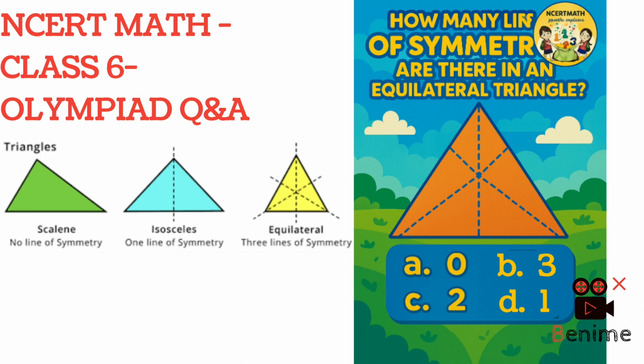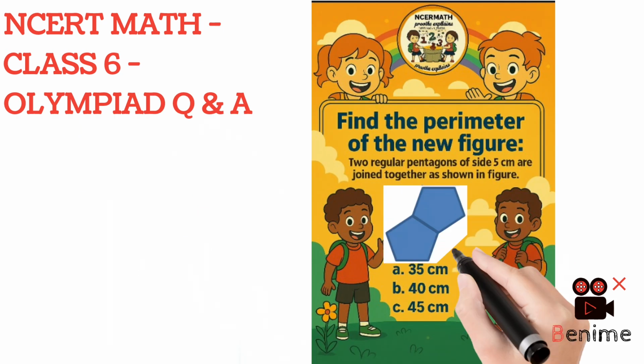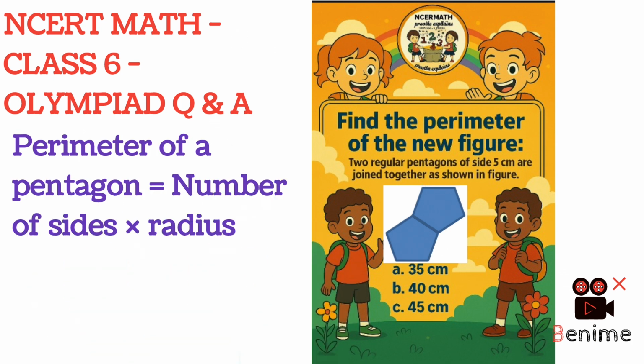Then comes the third question. Two regular pentagons of side 5 cm are joined together as shown in the figure. We have to find the perimeter of the new figure. That means the sides of the pentagon are all the same, 5 cm for each side of the pentagon. We are going to join any side of a pentagon with a side of the other pentagon. Now how many sides are we going to have?